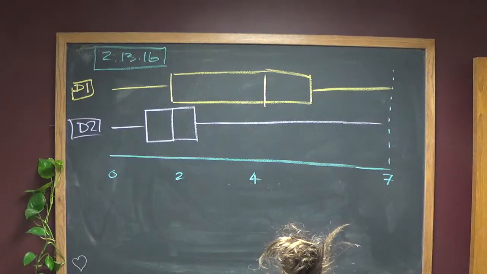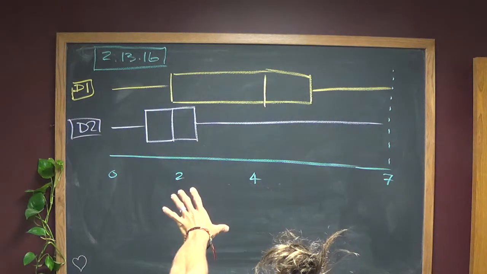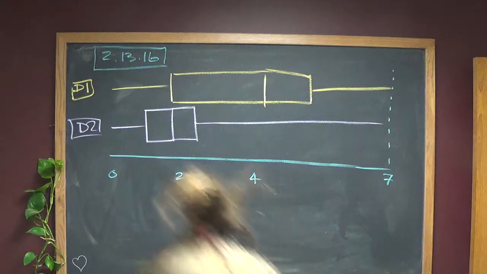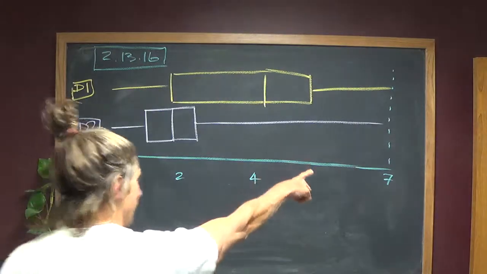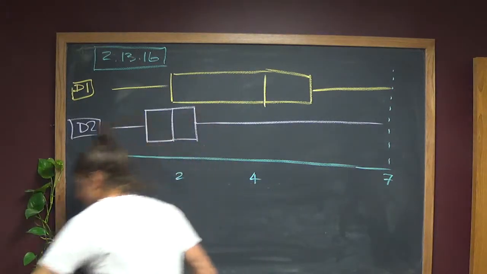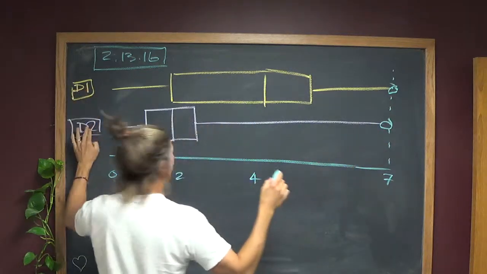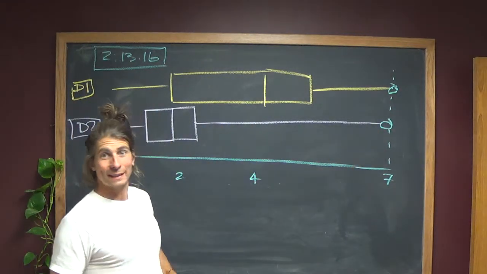Part B asks, in these two data sets, which data set is it more likely to have the data point of 7 be an outlier, which is this guy out here. So you can see that 7 is the maximum in both the data sets 1 and 2. Which one is it most likely to be an outlier?